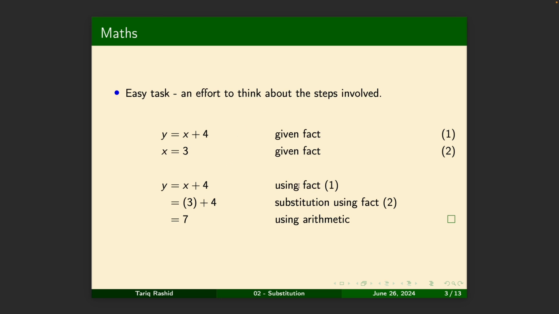Let's just look again at the justifications. So this was using fact 1, that one, and this is using fact 2, and they're all kind of substitutions in a way, because y is substituted with x plus 4, and then x is substituted with 3 there, and we'll use that in our Lean code. So that's the overall structure.